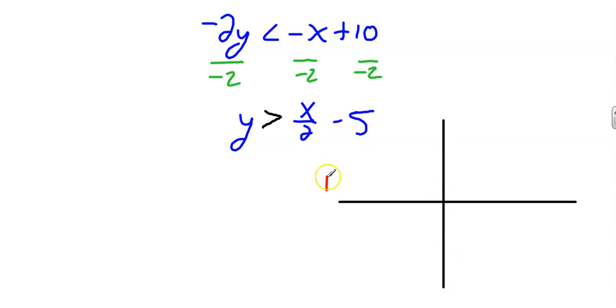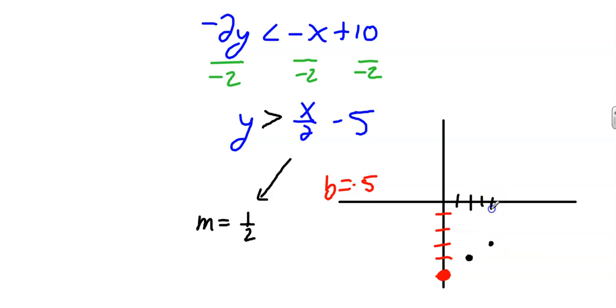B value is -5. Again, the B value tells you where to begin, so we're going to start at -5. And the x over 2, that's our slope. So from here, we're going to go up 1 and over 2. Up 1 and over 2. And this one was a dash line. And because we switched around, now we're going to shade up.